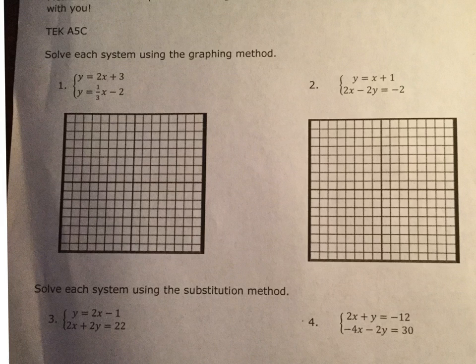Okay, so for the first one, both of these equations are already solved for y, so all we have to do is graph them. So the first one has a y-intercept of 3, so b is 3, and the slope is 2. I'm going to write that as 2 over 1, so I can see I'm going to go up 2 to the right 1.